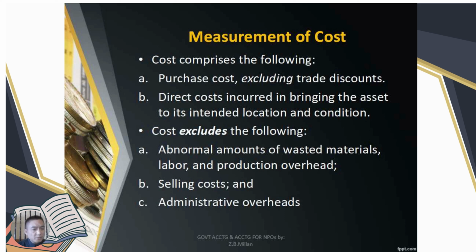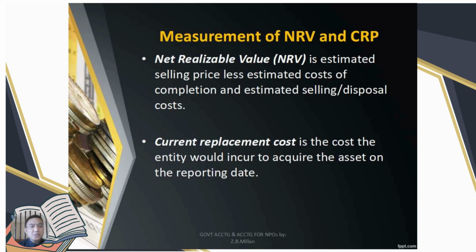Cost excludes the following. Huwag yung isali itong mga ito, guys. Letter A, abnormal amounts of wasted materials, labor, and production overhead. Letter B, selling costs. And letter C, administrative overheads, guys.